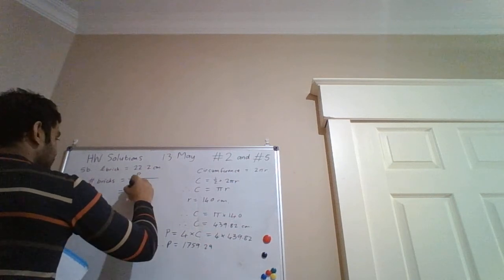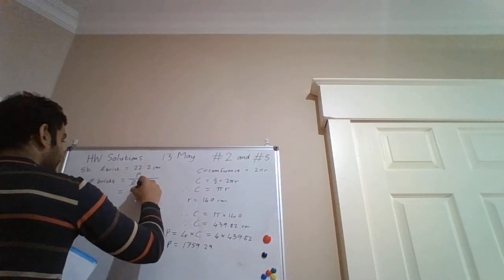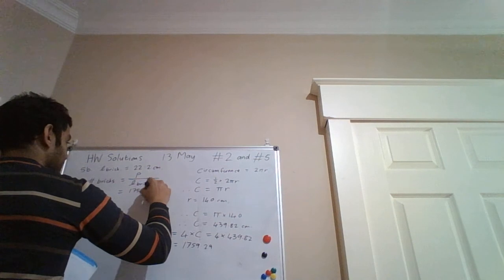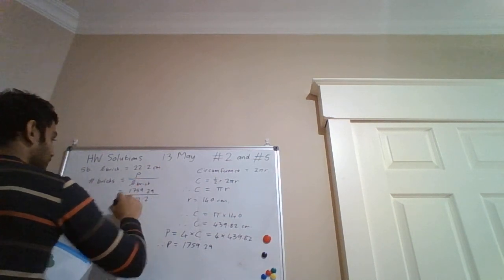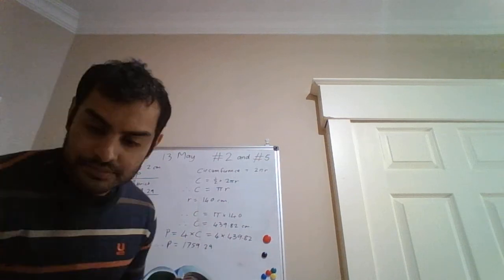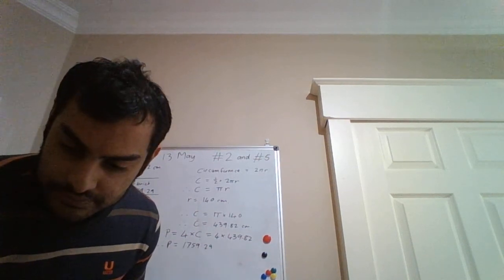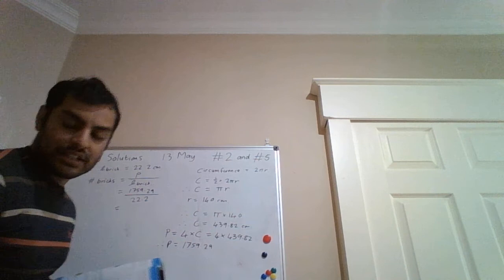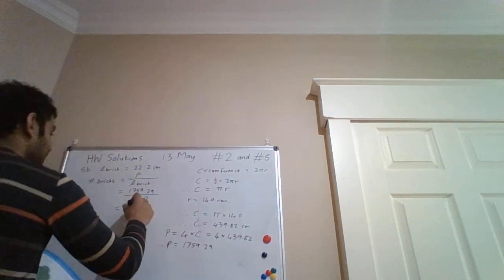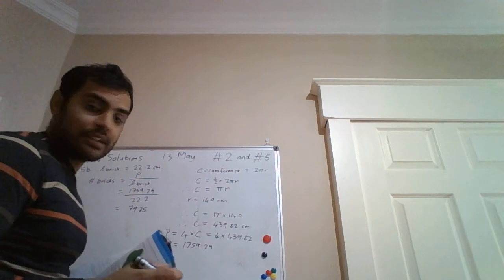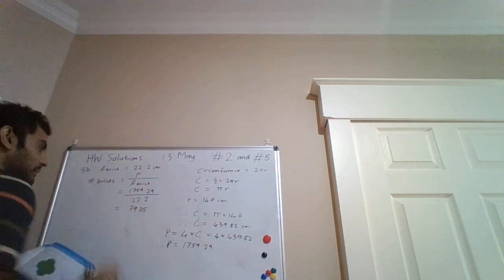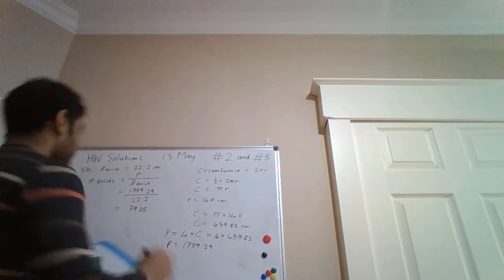So the perimeter was 1759.29 and we're dividing it by 22.2 and I get 79.25. Okay, once again I'm going to round this up. We can't buy 0.25 of brick.